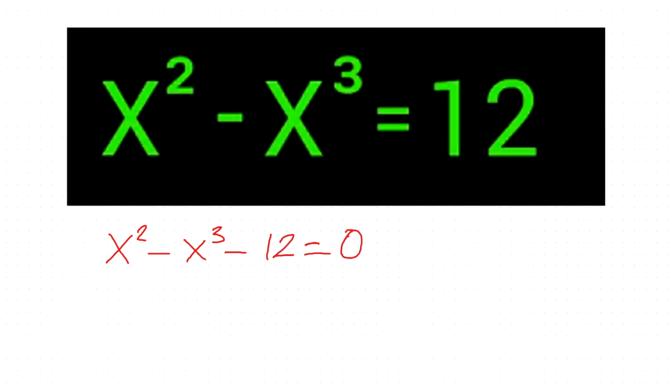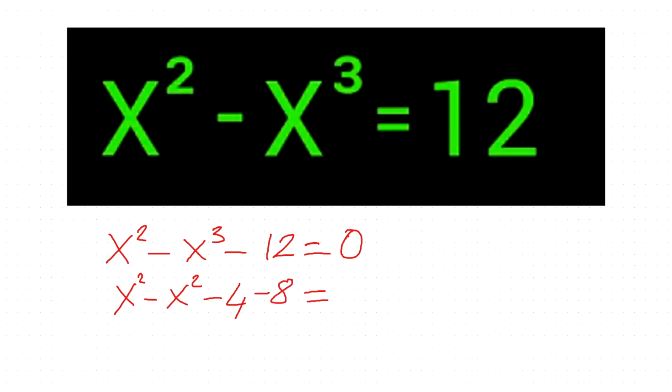Now you're going to look at the 12. You need to split the 12 into pieces that you can work out with this power of the x's. This is the logic in all Math Olympiad questions. So in this case, x squared minus x cubed is going to stay as is, but 12, you can write as negative 4 minus 8 equals 0.